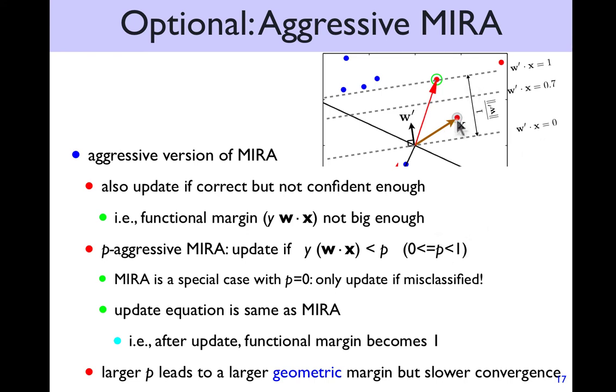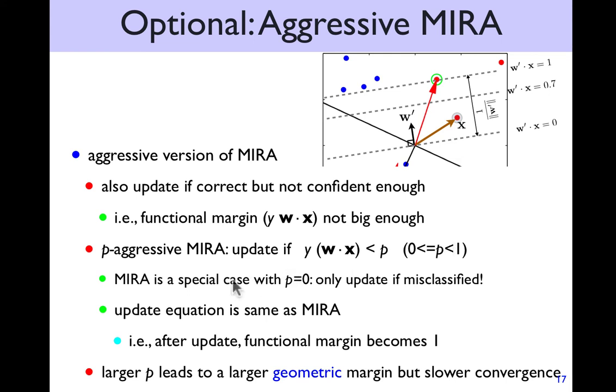For example, look at the next positive example, this x. It's currently correctly classified by the current weight vector W prime after the last update, right? But it's probably not enough because its margin is smaller than what I wanted. I want the functional margin to be at least 0.7. Let's say p is 0.7, and this example is not enough. You need to fall above that line in order to have a functional margin of at least 0.7, but you currently don't. Then I would update. And how do I update? Exactly the same way as the MIRA update equation.